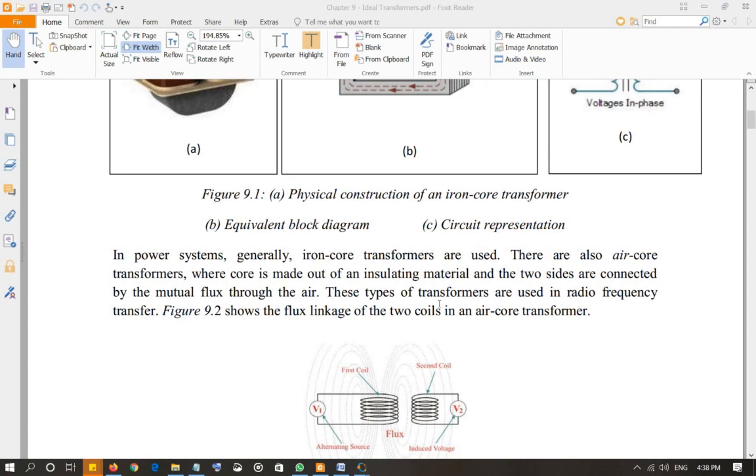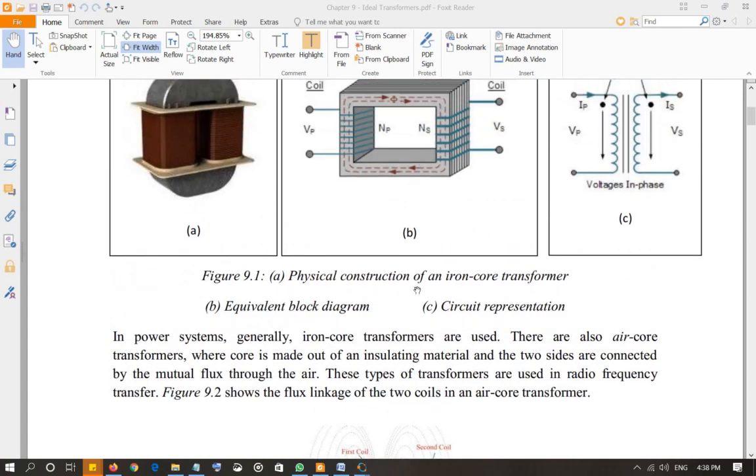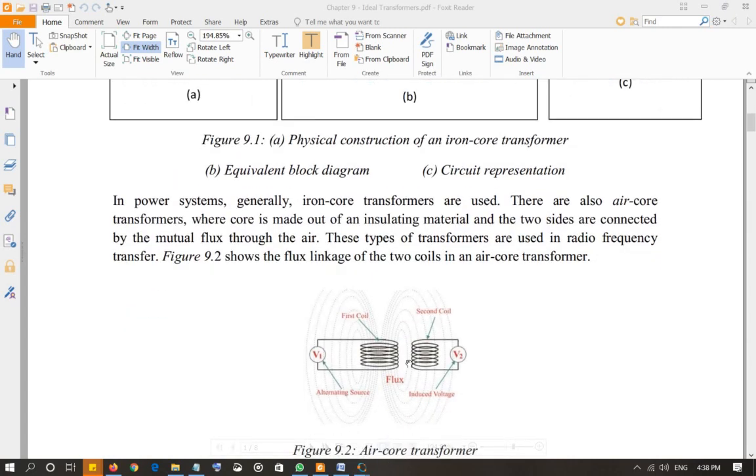So you can go through the notes. As I said, you have the iron core transformer, then you have the air core transformer where there is no iron core, and the flux is linked through the dielectric or the air present between the two coils.